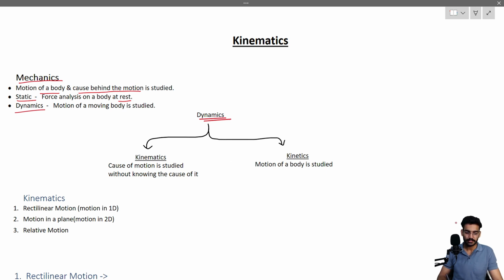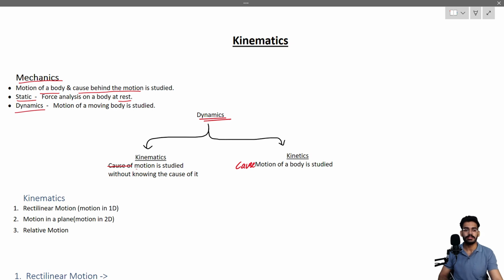Here in kinetics, the cause of motion of a body is studied. And here in kinematics, motion is studied without knowing the cause of it. Basically, these are kinematics and kinetics.